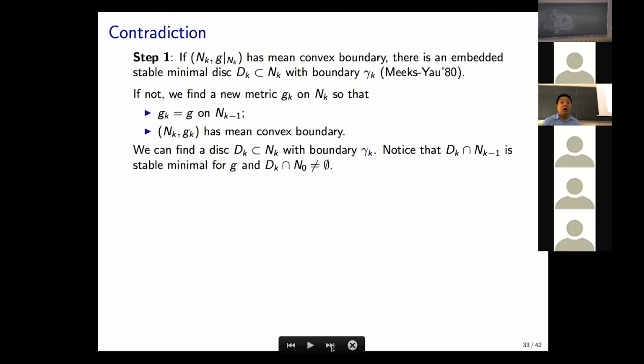If not, we can find a new metric GK on NK such that GK is equal to the original metric on NK minus 1, and NK has the mean convex boundary for the new metric. So we use Meeks-Yau's work again to find an embedded disk DK in NK with the boundary gamma K. This DK is a stable minimal disk for GK, not for the original metric. So we consider the intersection of DK and NK minus 1. This intersection is stable for the original metric G, and DK intersects N0.